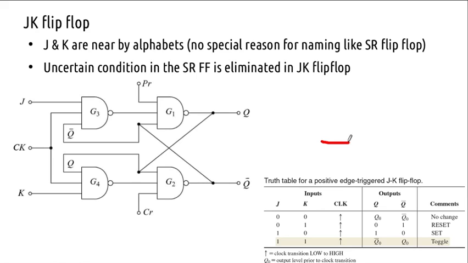To show positive edge trigger, it is drawn like this. Yeah, arrow. So this is an arrow. An arrow is usually drawn like this.